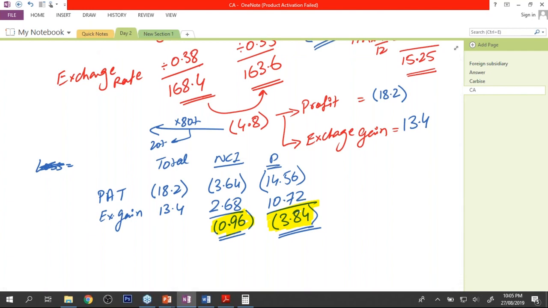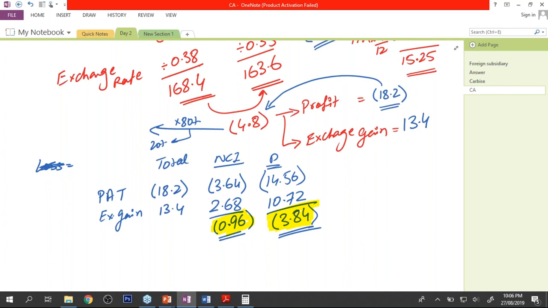Mohammed Naseem is saying, sir, how is it an exchange gain? Basically, Naseem, if we see, the profit was negative 18.2, which was reduced to 4.8 because of exchange gain or loss. So this means the negative value is reduced because of an exchange gain. Getting the point? The value of the loss has reduced because of the exchange gain.